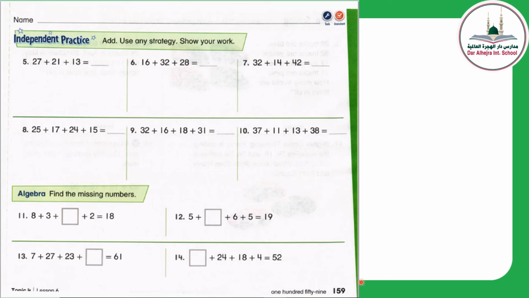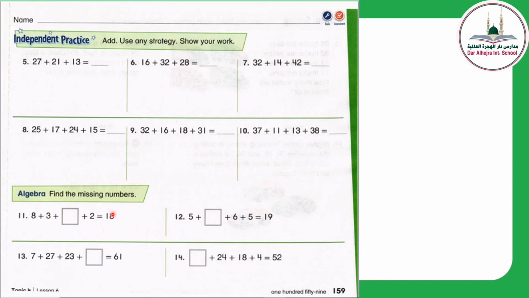Now we are on page 159. The sums above are just the same as the ones we have solved on the previous page. So these can be solved on their own. Here down we have got a little different sort of sums. Let's see how we can do them. Here number 11 is 8 plus 3 plus something plus 2 equals 18. That means we have four addends and one of the addends is missing. We know that the amount is always the same on both sides of the equals.